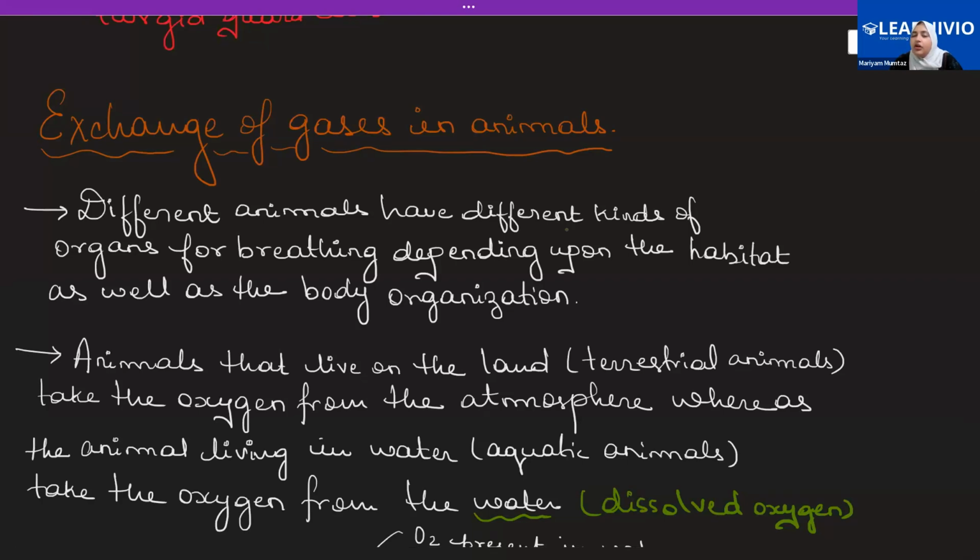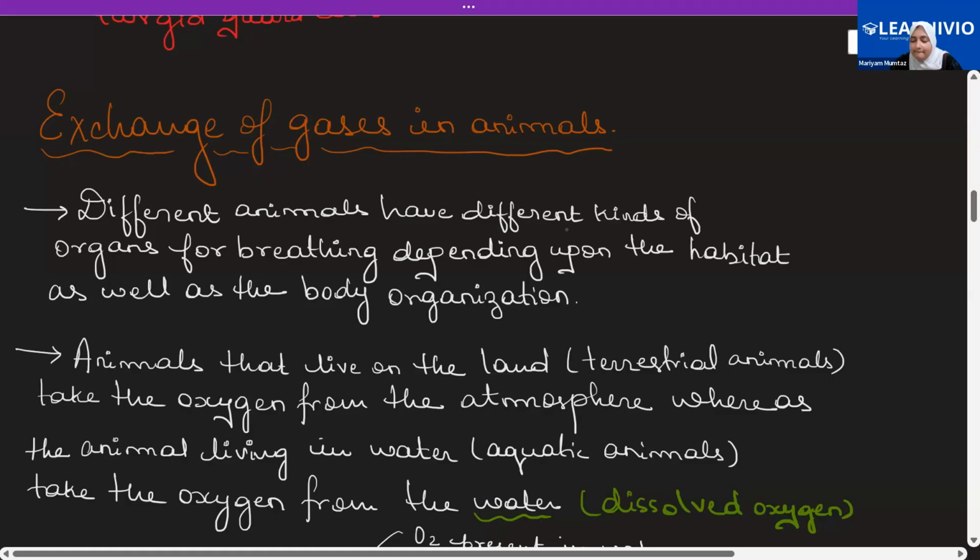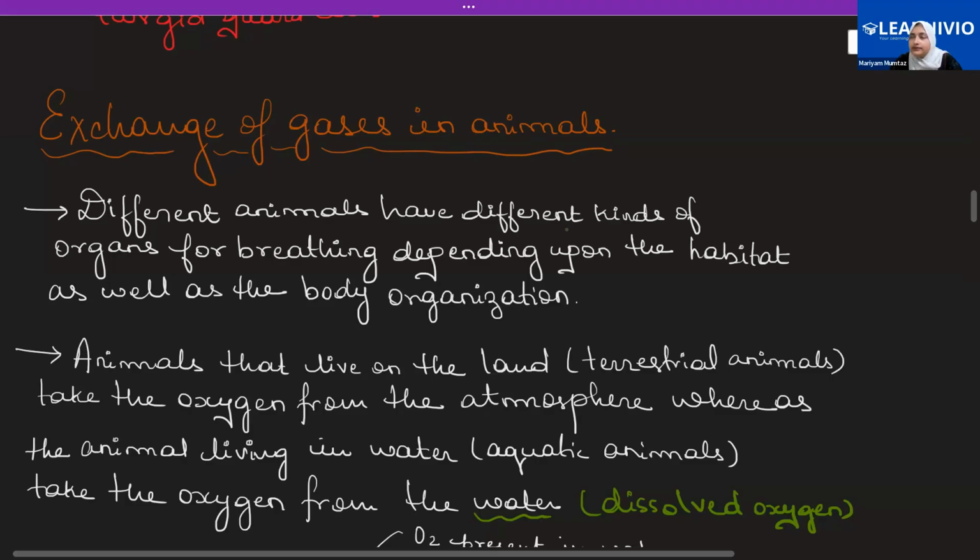Now see, if you compare the amount of oxygen in the water and the amount of oxygen on the land, which one do you think is more and which one is less? In water, it is less, and in the atmosphere, it is more. Yes, very good. So the amount of oxygen that is present in the water is going to be much less as compared to the land.